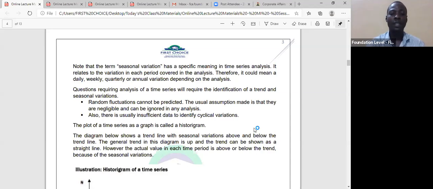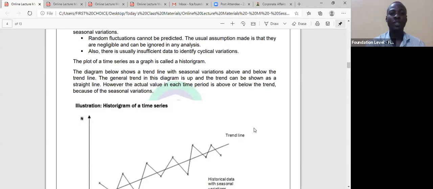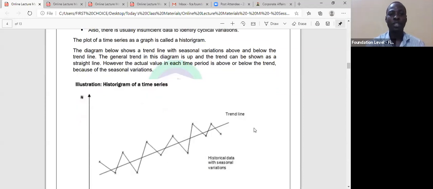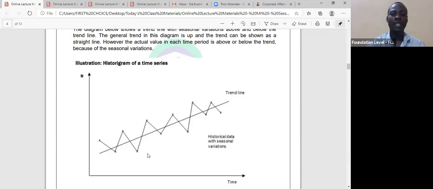Now let's look at the diagram of a time series. It shows the trend line with seasonal variations above and below the trend. The horizontal axis is the time, and the vertical axis is the data that you are collecting over time, so your sales revenue over time. You see how it moves. All those stars are the figures. So this looks like what they call a scatter diagram. Look at your line, this line of best fit. If you remember scatter diagrams from way back in mathematics, this line is a line of best fit.